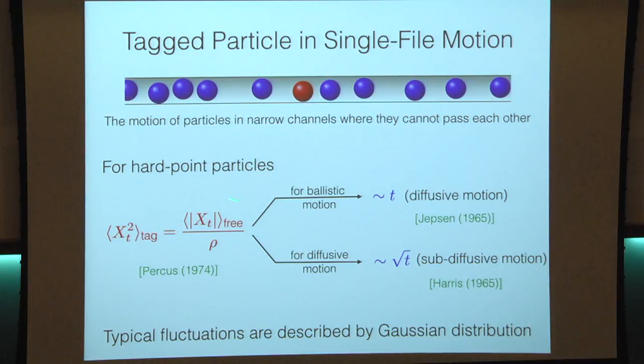And then if it is a diffusive motion, then the typical x for a single particle goes like square root of t. So therefore, the variance for a tagged particle goes like square root of t. So the tagged particle becomes subdiffusive. So this is a result by Harris.